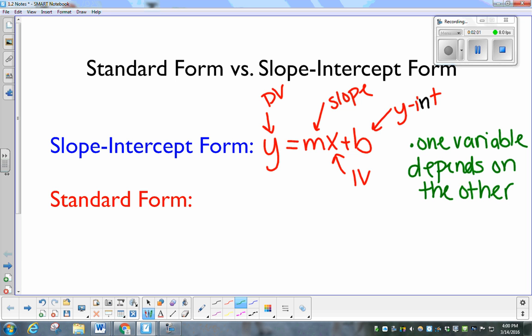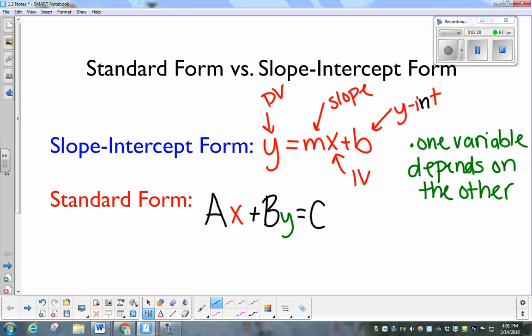So next we're going to talk about standard form, which is a form that we've probably dealt with, you just maybe didn't realize it was called standard form. So standard form is written like this: Ax plus By equals C. So your x and y are both on one side of the equation in this case.